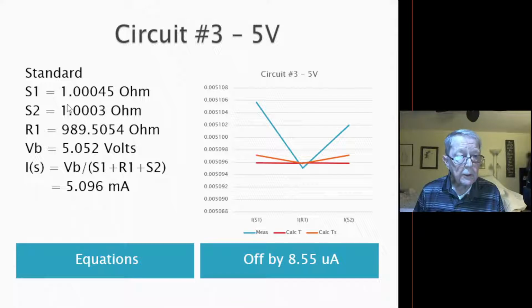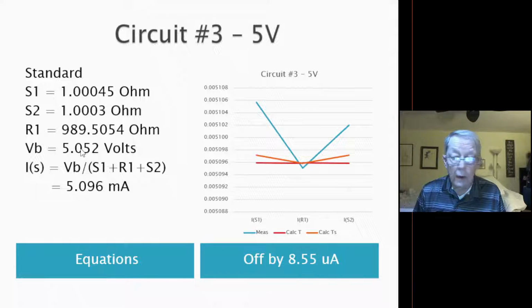Yeah, they're equations, but they're also the values that I measured. I did a 4-wire measurement. I used the same value for S1 for all 18 tests. S2, I used this value all the way through, 4-wire measurements. Circuit 3 is supposed to have a 1K resistor. Well, it actually turned out to be 989 ohms, but you have to use that. That was the whole point.